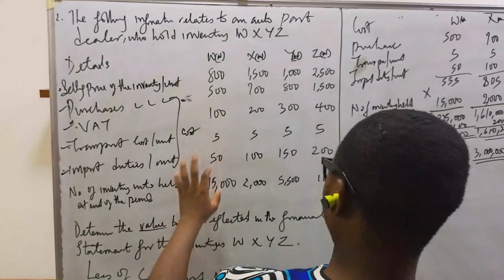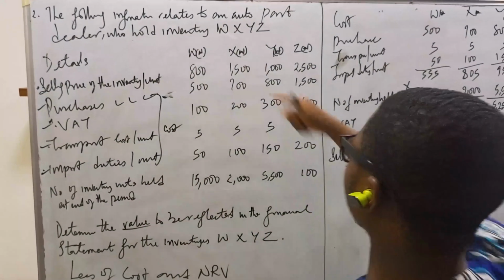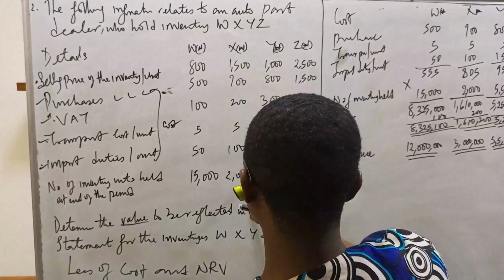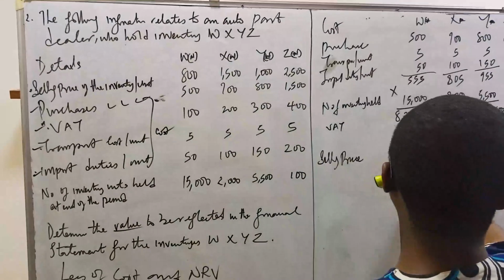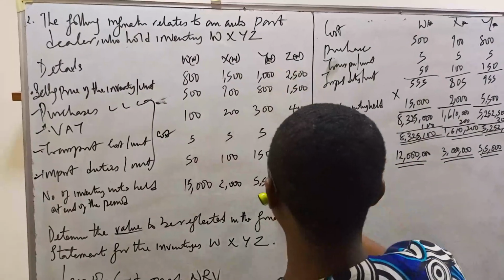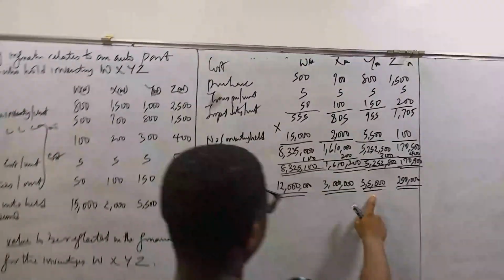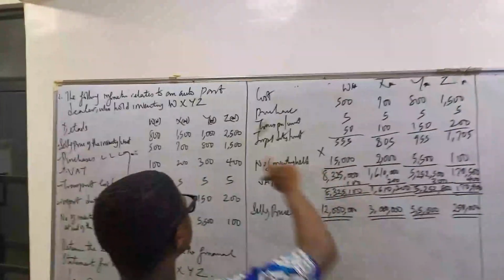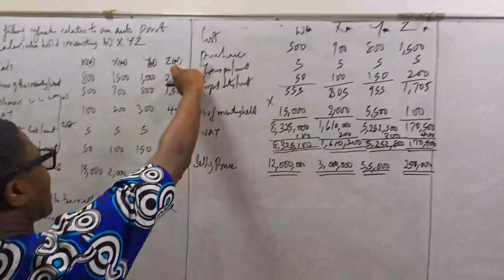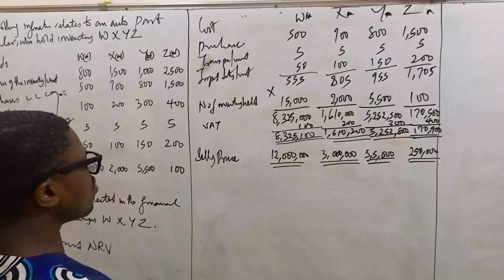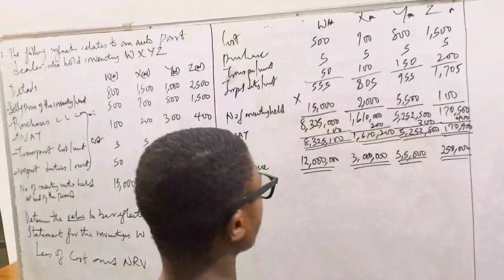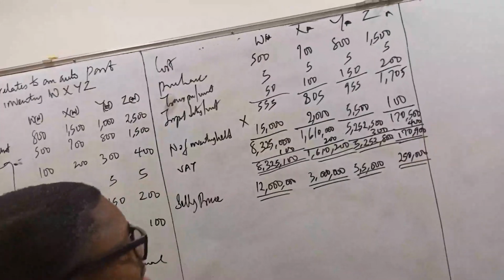So 800 multiplied by 15,000 gave us 12 million. For X, 1,500 multiplied by 2,000 gave us 3 million. For Y, 1,000 naira multiplied by 5,500, which is the number of inventory at the end of the period, gave us 5.5 million. For Z, 2,500 multiplied by the 100 units, which is the number of inventory at the end of the period, gave us 250,000.